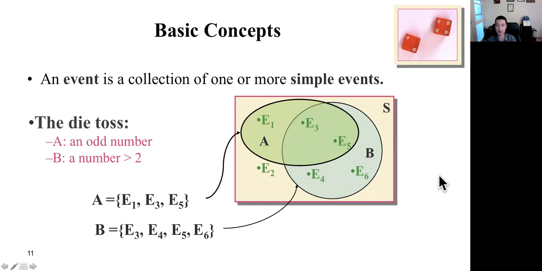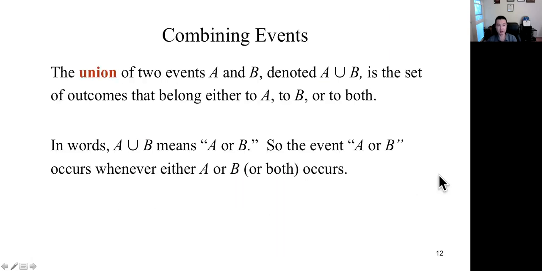Okay, so that gives us a new idea, which is union. The union of 2 events, A and B, which we can also write as A with a half circle facing up, is called A or B. A or B is a set of outcomes that belong either to A, to B, or to both. So event A or B occurs whenever either A or B or both occurs.